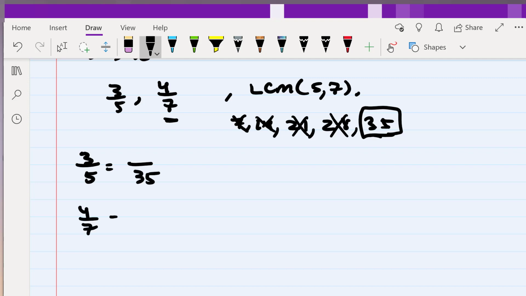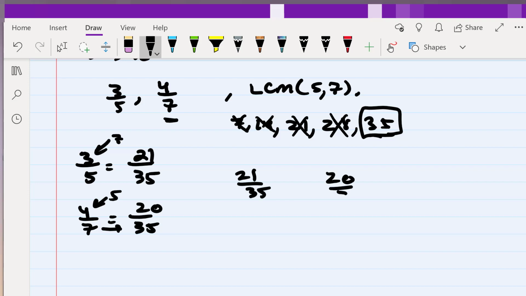And 5 goes into 35 7 times. And 7 times 3 is 21. That's how we get the numerator. And 7 goes into 35 5 times, and 5 times 4 is 20. So now we compare 21 over 35 and 20 over 35. And which one's bigger? Well, we look at the numerators, 21 and 20. 21 is bigger than 20. So 21 over 35 is bigger than 20 over 35.